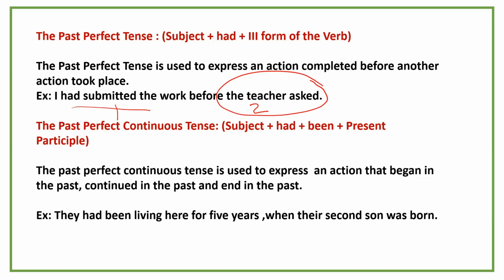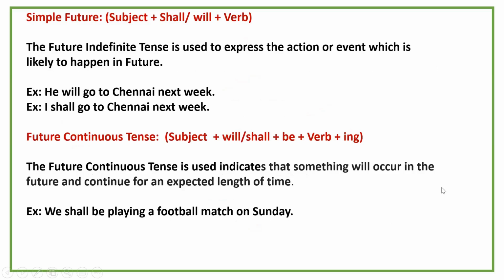Then past perfect continuous tense. This tense is used to express an action that began in the past, continued in the past, and ended in the past. You can see the example. They had been living here for 5 years. It began in the past, continued for 5 years, and ended when their second son was born. So past perfect continuous tense we use when an action began in the past, continued for some time in the past, and ended in the past.